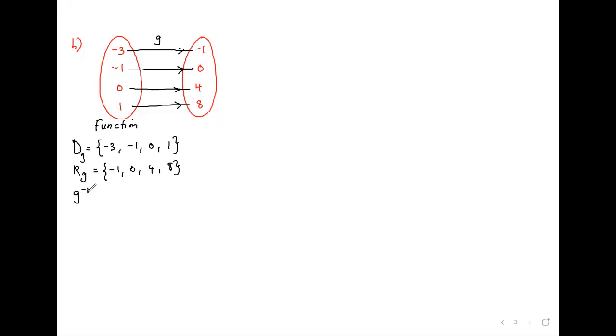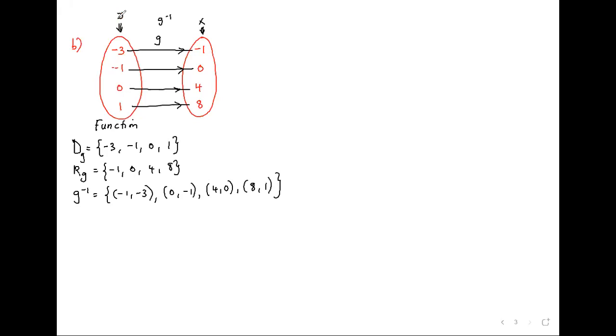And then G inverse is (-1, -3), (0, -1), (4, 0), and (8, 1). So to form the inverse, you start with the numbers on the right side. So this becomes our X coordinate, this becomes our Y coordinate. That is for G inverse.